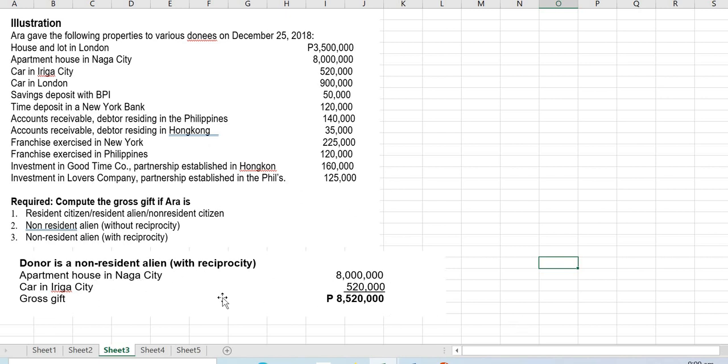So only the tangible personal or real property within the situs. Those intangible personal property within the situs are not considered as part of the gross gift because of the reciprocity. Okay? Yan siya.